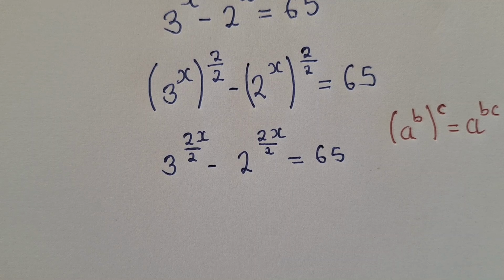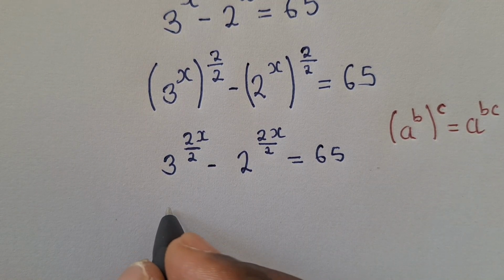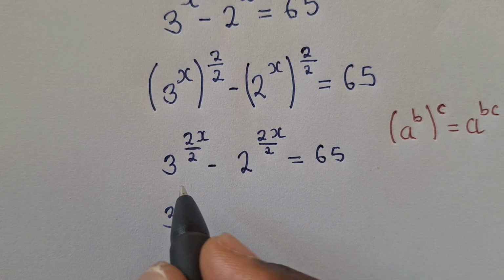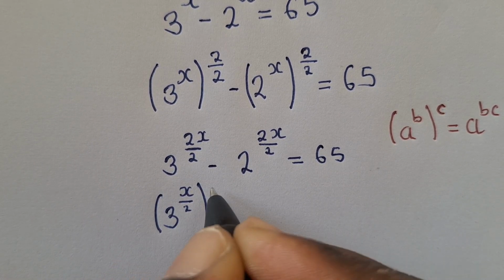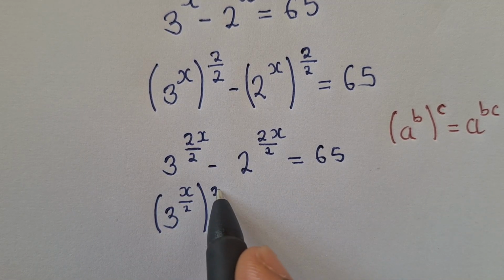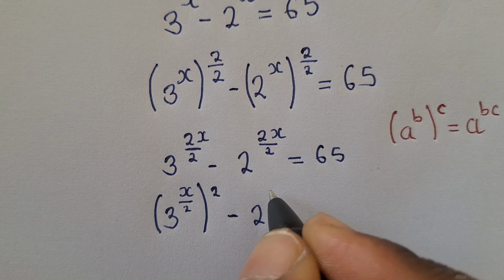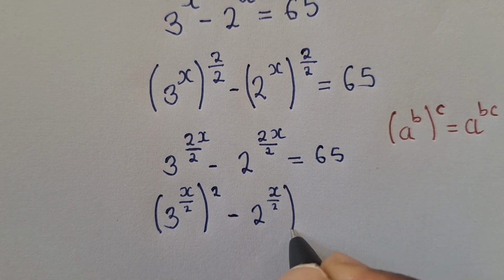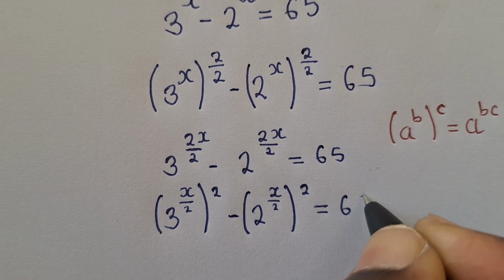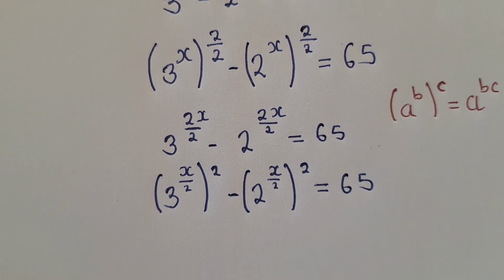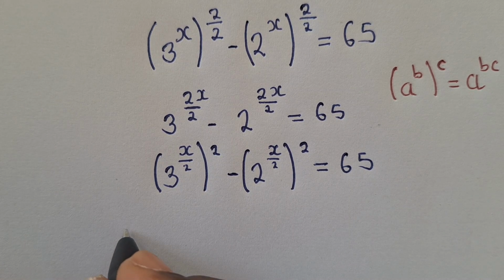So now from here, using this same property, we can write it as 3 power x over a 2, and then the power 2 comes here. This power 2 comes outside here. Minus 2 power x over a 2, power 2 also comes here, equal to 65.